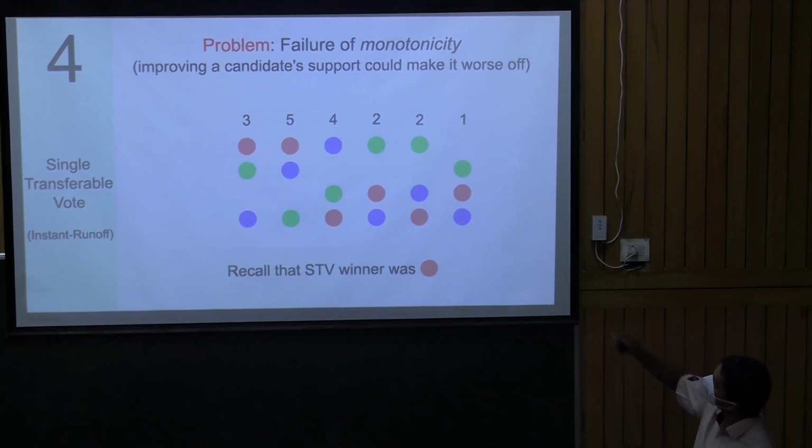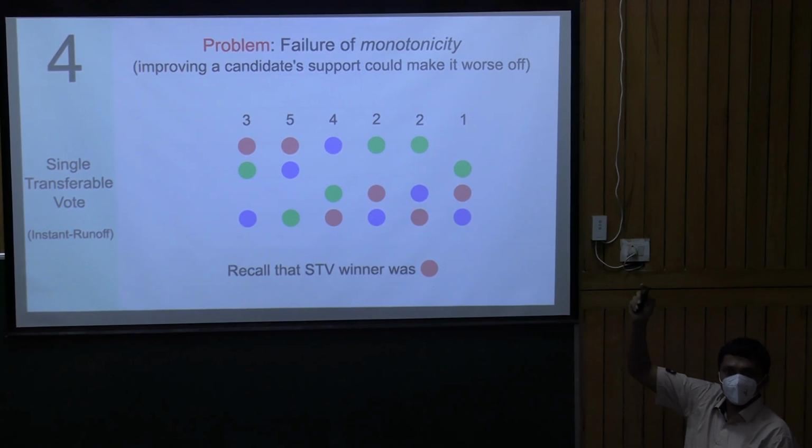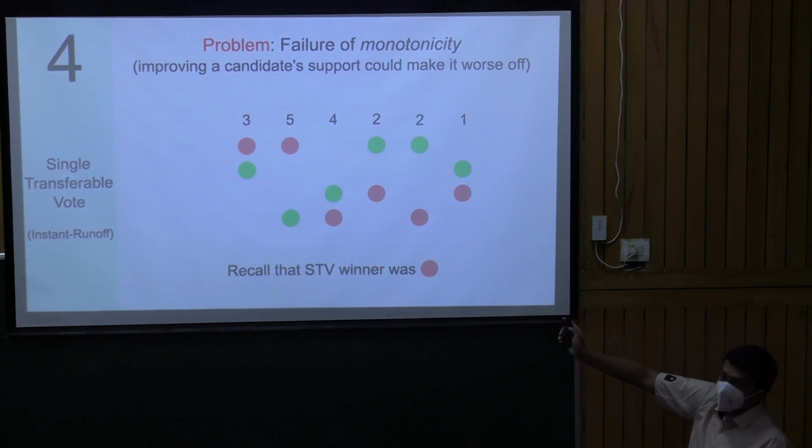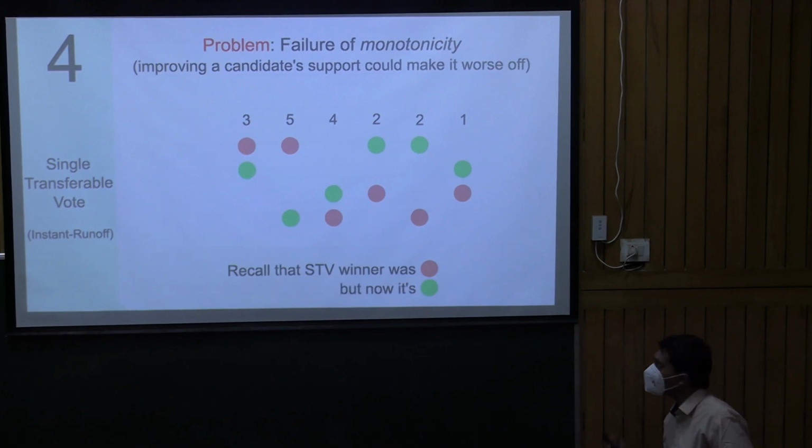Then you have three candidates. Who should I knock out? Someone shout out. Red, blue, or green? Dipanshu? Blue should be knocked out because it has a score of 4, green has 5, and red has 8. So now blue is knocked out. Remember, last time green was knocked out. Now it's a head-to-head between red and green, and who wins it? Green wins it. Okay, excellent.